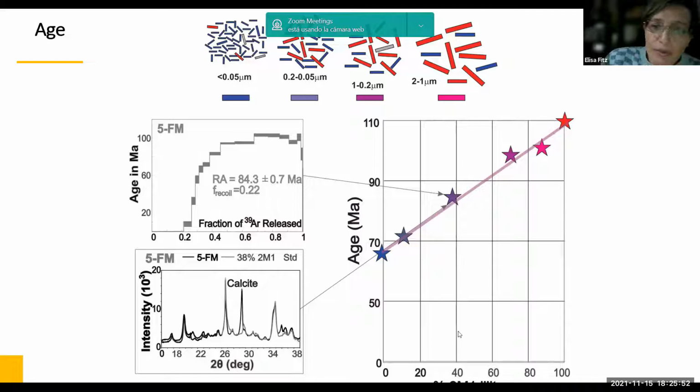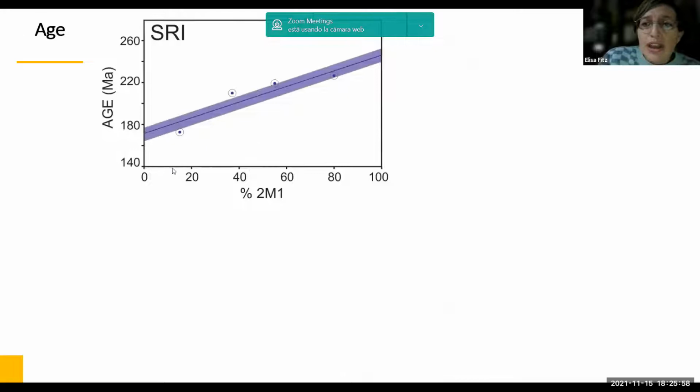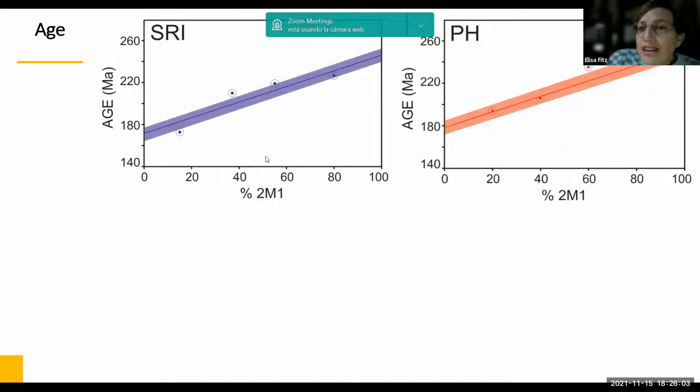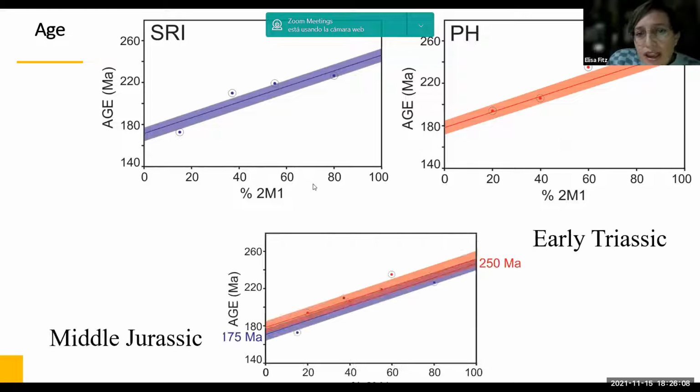And so we did this exercise in the oldest unit. We obtained this regression line like this. So we have mixed ages in the different grain size fractions. We did that for the Santa Rosa and for the Paso Hondo formations. And if we compare them, they pretty much are the same within the error of the method.